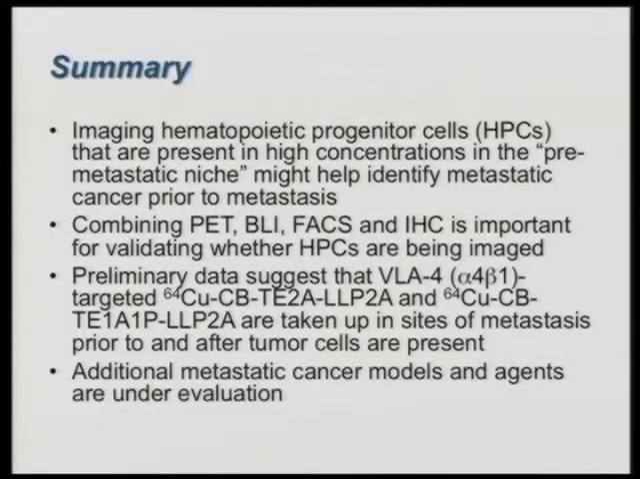So, to summarize, our goal here is to image hematopoietic progenitor cells that are present in high concentrations in the pre-metastatic niche. I think we have data that suggests we're able to do this. We're hoping to try this more with our new compound that seems to hit more of these receptors. What I really wanted to stress is that we have to use multiple modalities to tackle this problem, and we have to validate everything with flow cytometry, cell sorting, and immunohistochemistry.